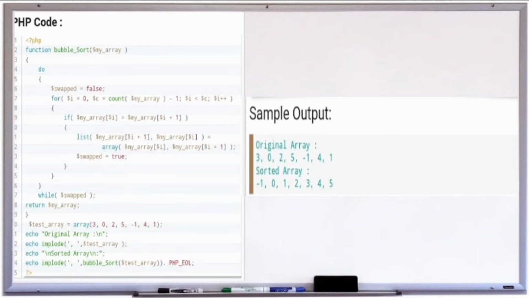Now, this is the PHP code for the bubble sort. As you can notice, the sample output, which is the original array, is 3, 0, 2, 5, negative 1, 4, 1. The sorted array is negative 1, 0, 1, 2, 3, 4, 5.